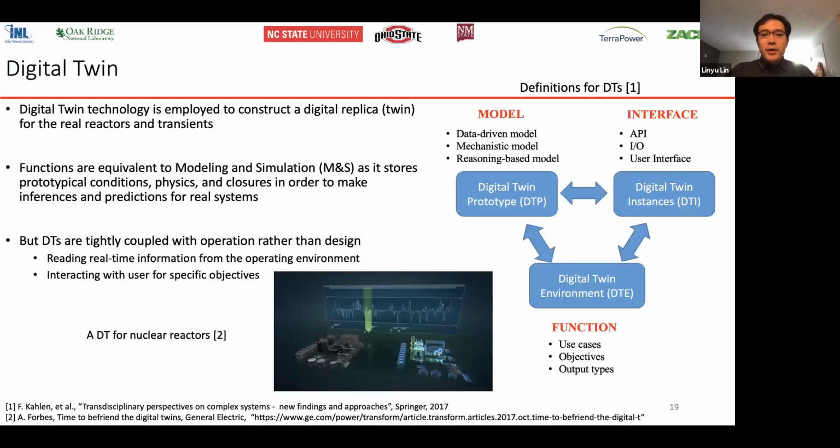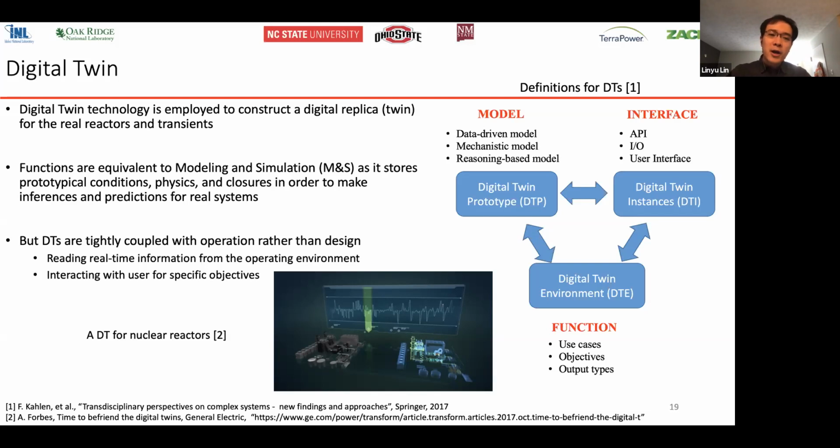So digital twin technology is a way to construct a digital replica, or twin, for the real reactor, transient, or physical system. From a functional perspective, it is equivalent to modeling and simulation, like we talk about every day, because it stores prototypical conditions, physics, and closures, and the whole objective is to make inference and prediction for the real system. However, the difference between digital twin and modeling and simulation is that digital twins are more tightly coupled with the operation rather than informing the design.